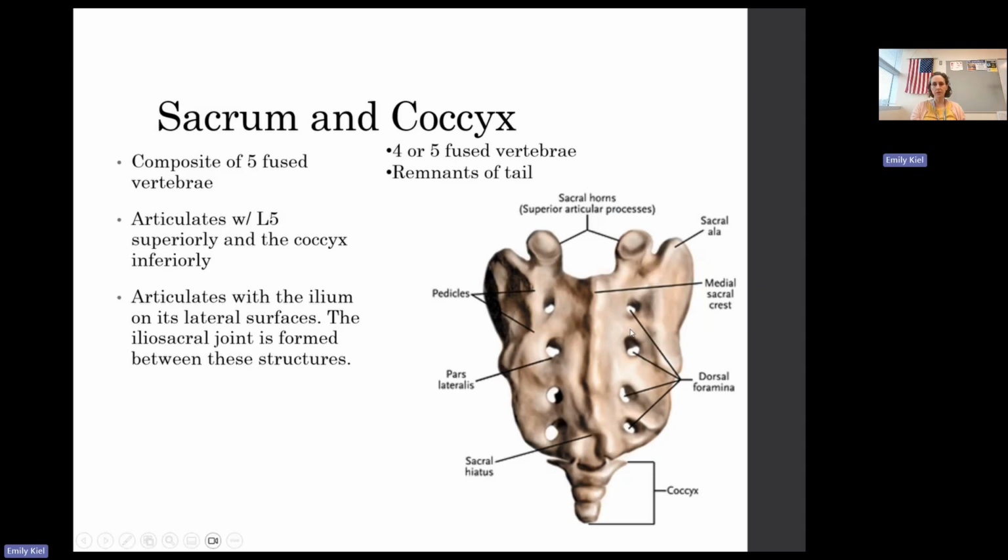Things to look at, you've got these dorsal foramina here. You have your sacral ala. So ala comes from the word for wing, and it does look a lot like a wing. And you have sacral horns, and those are the superior articular processes.